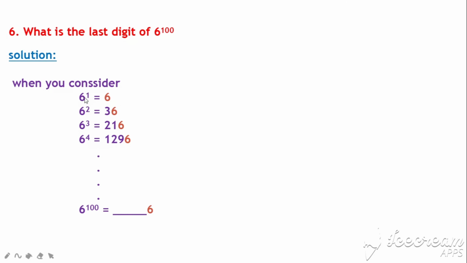When you consider 6 power 1, what is 6 power 1? It is 6. When you consider 6 square, what is 6 square? It is 36. For 6 cube, it is 216. 6 power 4 is 1296, and so on. When you take any power, that is 6 power 1, 6 power 2, 6 power 3, and so on, the last digit of every number is 6. In a similar way, for 6 power 100 the last digit is also 6. Therefore, the last digit of 6 power 100 is 6.